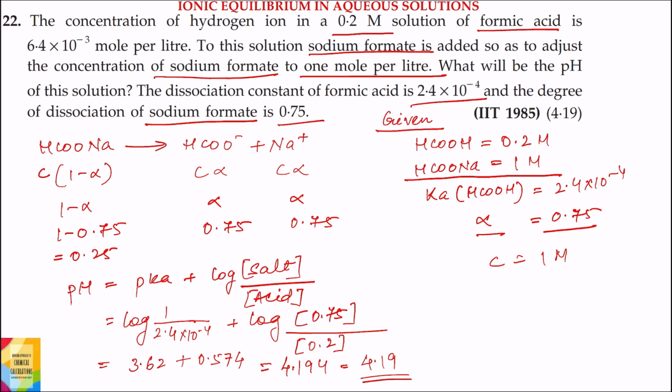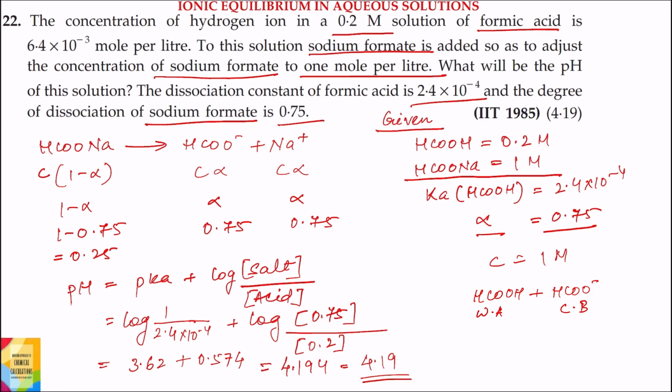This buffer solution, that is the combination of formic acid and sodium formate, is an acidic buffer. HCOOH is the weak acid and HCOO- ion is the conjugate base. So weak acid and conjugate base, or the salt of a weak acid with a strong base. So this combination, that is a weak acid and its conjugate base, forms an acidic buffer.